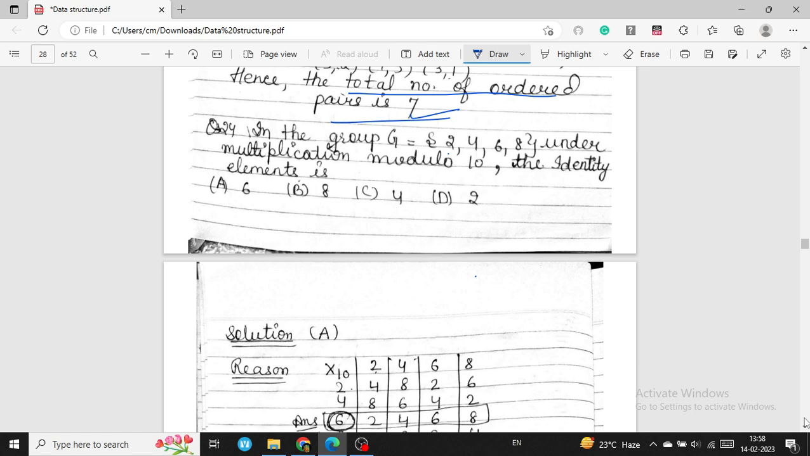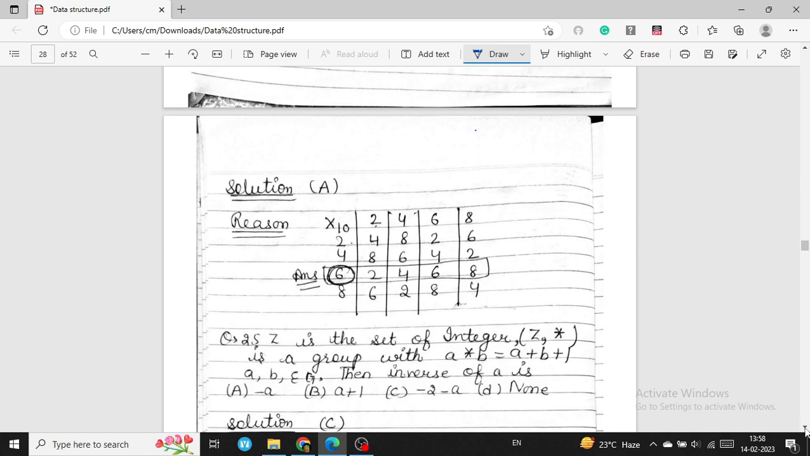You can draw a table. First of all, you have to write the given elements 2, 4, 6, 8, both row-wise and column-wise, and the number used for the division is 10. So 2 times 2 is 4, divided by 10, remainder is 4. 2 times 4 is 8, divided by 10, remainder is 8. 2 times 6 is 12, divided by 10, 2 is the remainder. 2 times 8 is 16, 6 is the remainder.